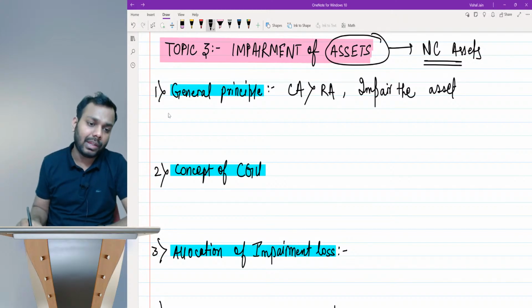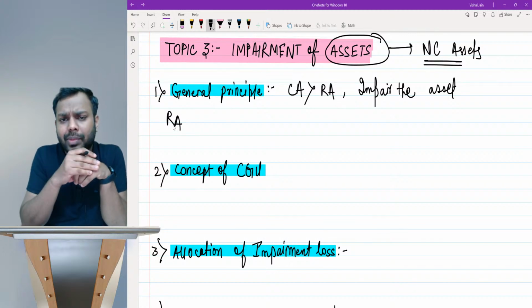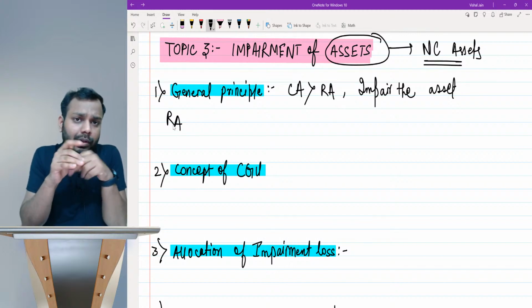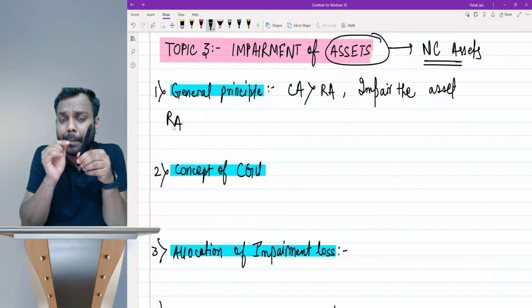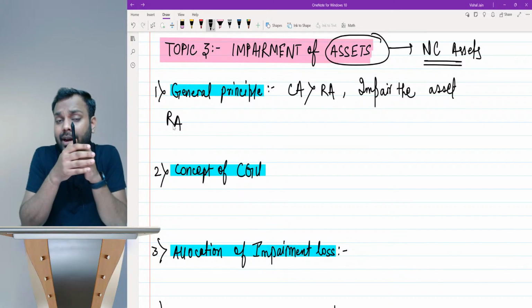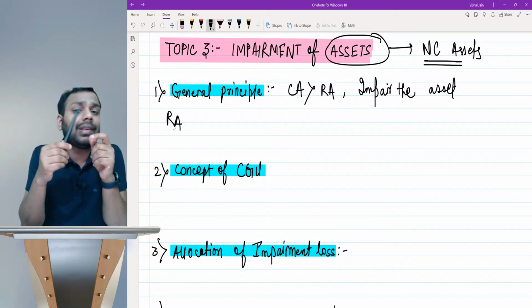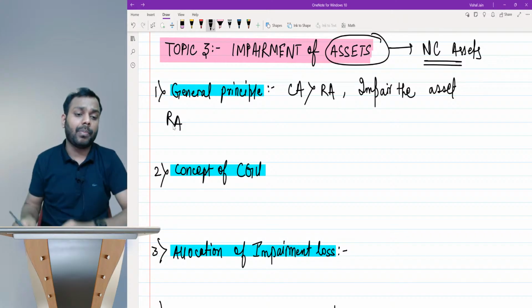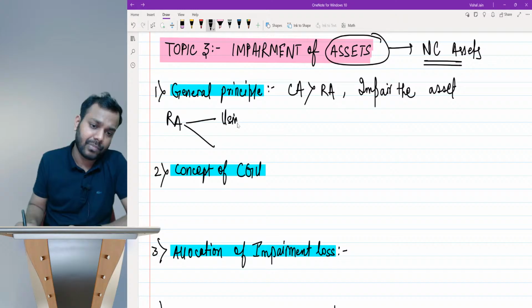Now, what is the meaning of recoverable amount? Guys, economic benefits from the asset can come in two forms. Let's suppose I have this pen. I can get the economic benefit either by using this pen, where I will use the pen and generate inflows from my students, or by selling this pen. So economic benefits can come in two forms. One is by using it, another is by selling it.